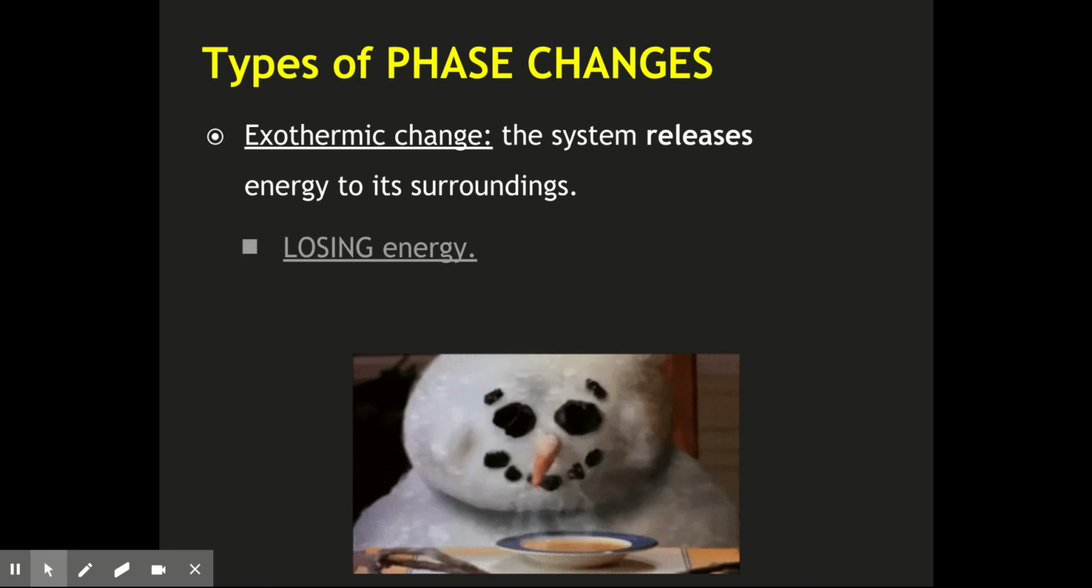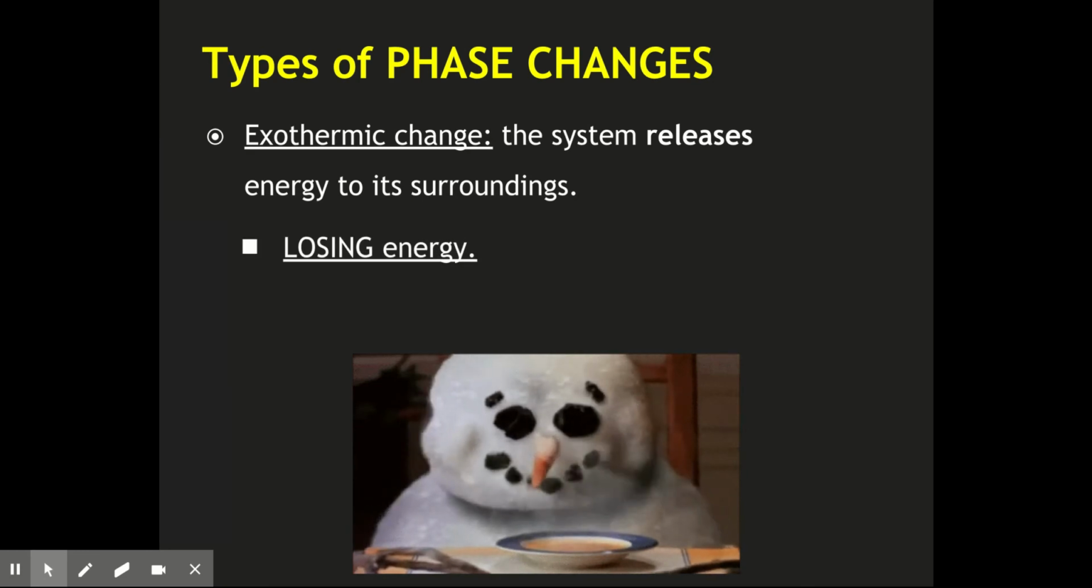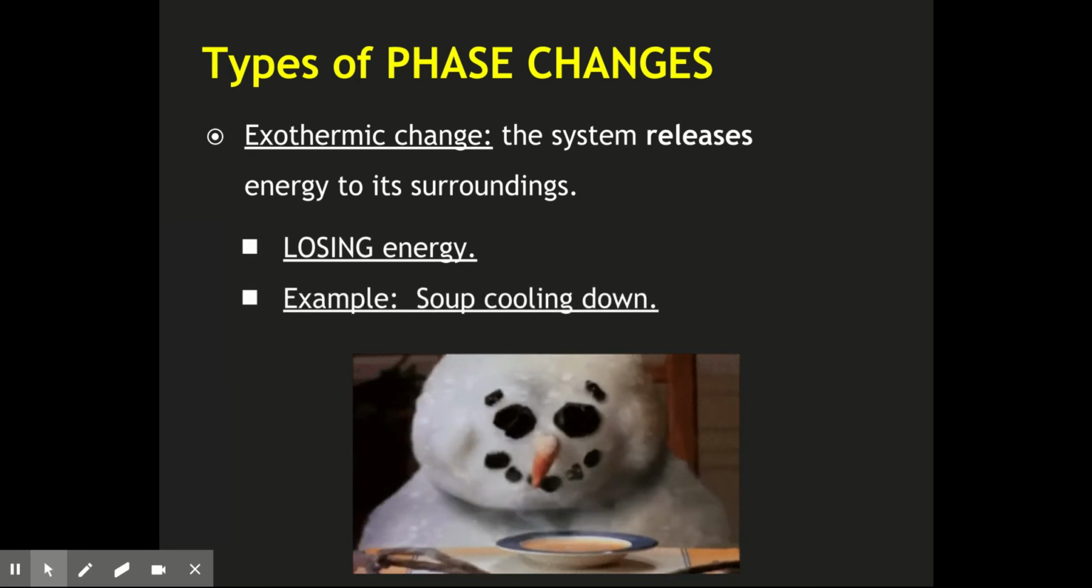Let's talk about that for a minute. So the system is losing energy, and an example would be soup cooling down. The hot soup releases the heat to its surroundings. If you hold your hand over hot soup, your hand's going to feel really warm. That is the heat from the soup being released into its surroundings. Okay? So remember, exo is released outside, and endo is absorbed.